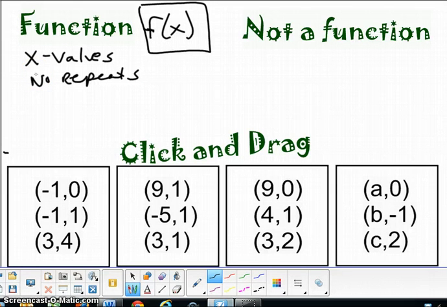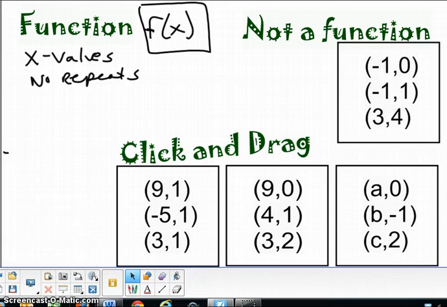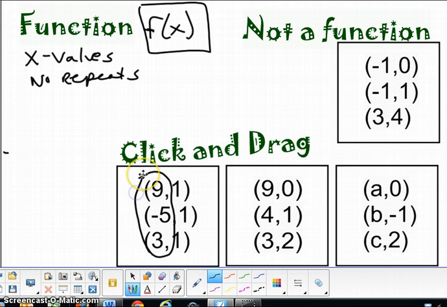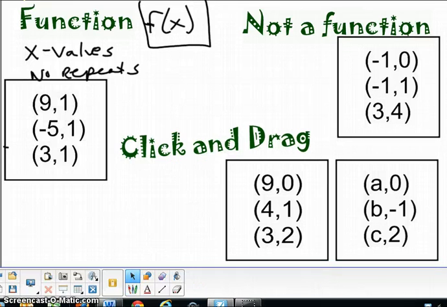So let's look at the following. I've asked you to click and drag. So on your examples, just go ahead and circle the x values and decide, do we have repeats or not? Okay, so since there are repeats, then we're going to click and drag it to the not function side. Okay, the next one you'll notice, it has a 9, a negative 5, and 3 as its x values, so that means it's going to be a function because all 3 of the x values are different.